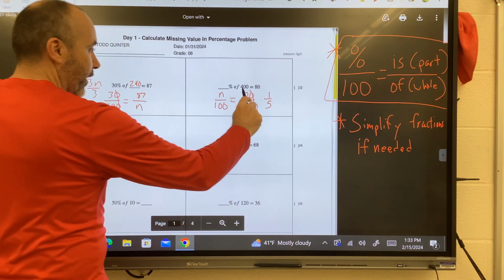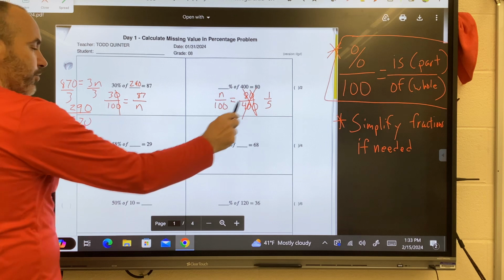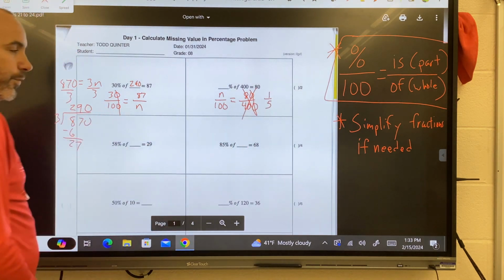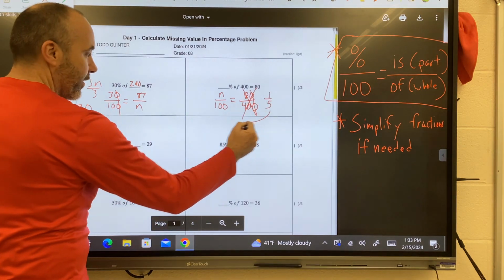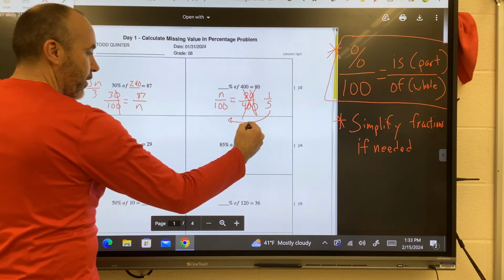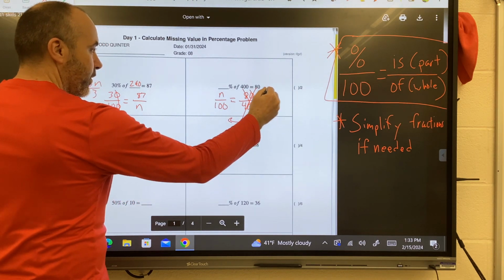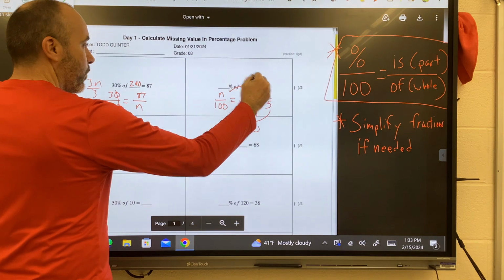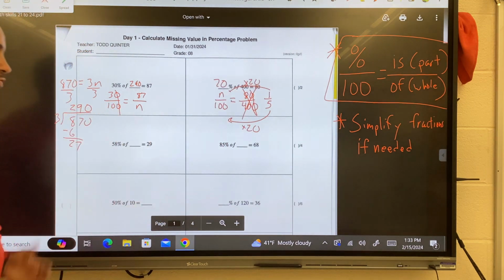All right, so now when I look at this, I've got n over 100 equals 1 over 5. And hopefully you can recognize, hey, to go from 5 to 100, I multiply by 20. So I have to multiply by 20. Well, 1 times 20 is 20. So 20% of 400 is 80.